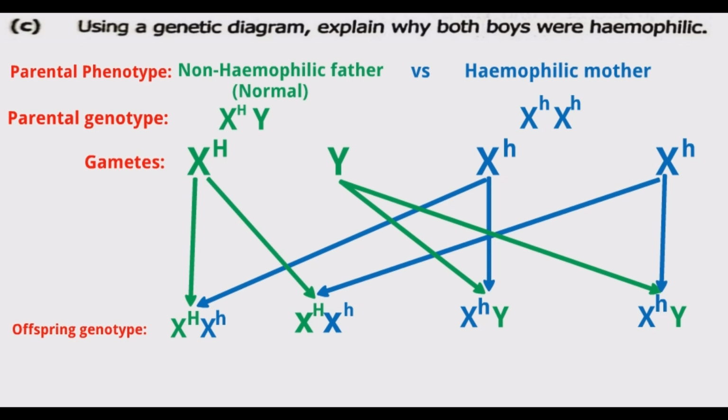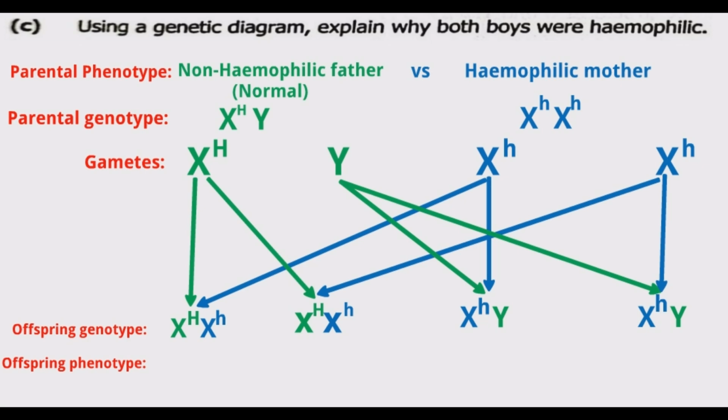Okay, so now as you can see, all the letters I've written in green are chromosomes, or alleles, that are coming from the father. Then these in blue are coming from the mother. So now we have written the offspring genotype. Now what we need to do is come up with the offspring phenotype.